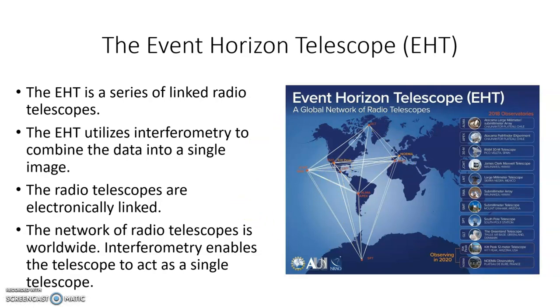So the radio telescopes are electronically linked. This network of radio telescopes, as you can see, is worldwide, and this technique called interferometry enables the telescope to act as a single telescope with a size that is equal to the network itself. Because this is a very detailed engineering project, in order to obtain these images of these supermassive black holes, a tremendous amount of data must be obtained by each individual radio telescope, and then they are all electronically combined together.